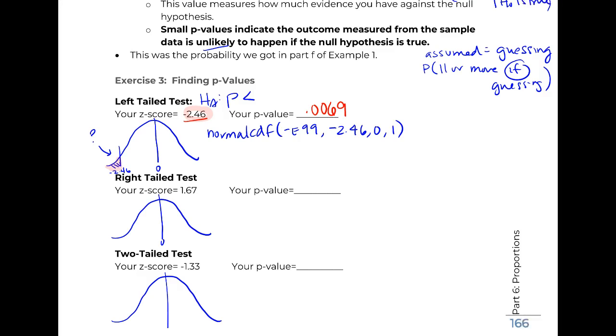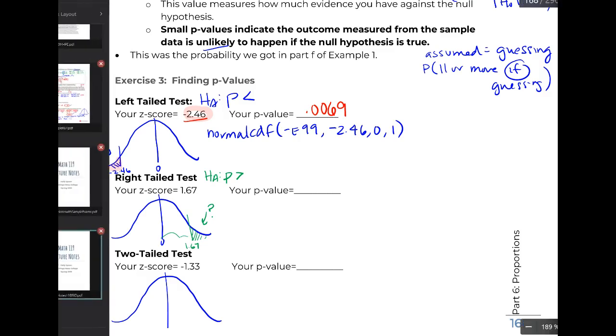All right, so right-tailed test. In this case, our alternative would be that p is greater than some value. Whatever value we got out from our distribution was 1.67 bunny hops above average, and we want to know about getting something that or more extreme off to the right. So again, we could do a normal CDF, or we have our two options in terms of looking at our table.